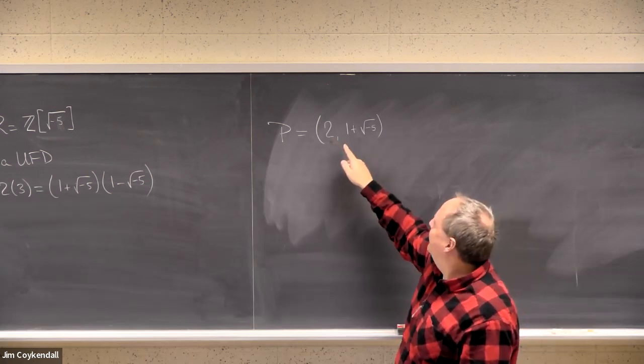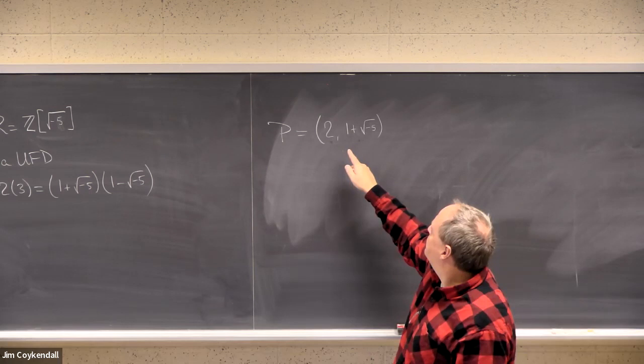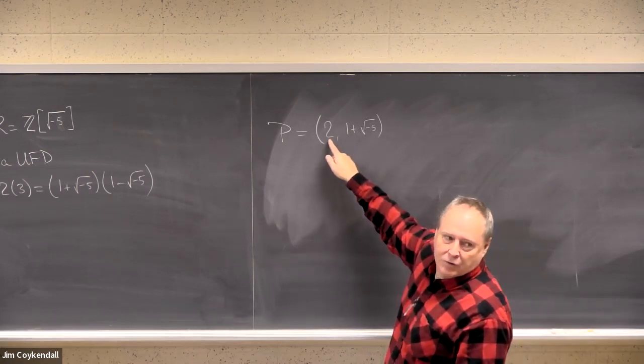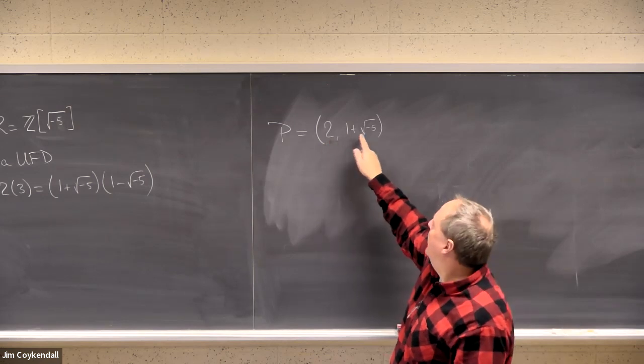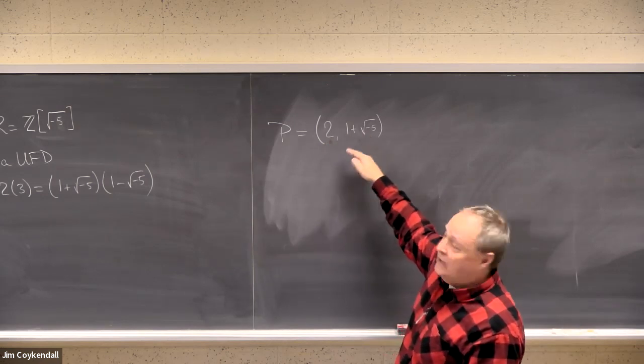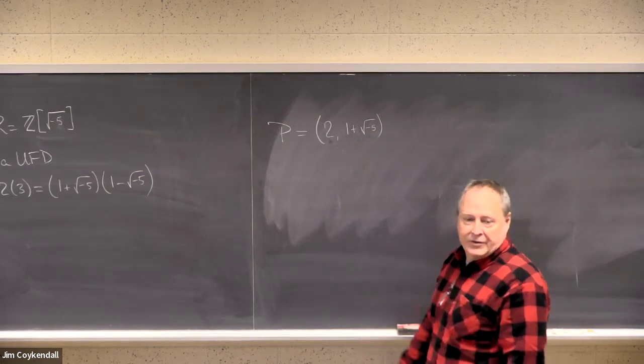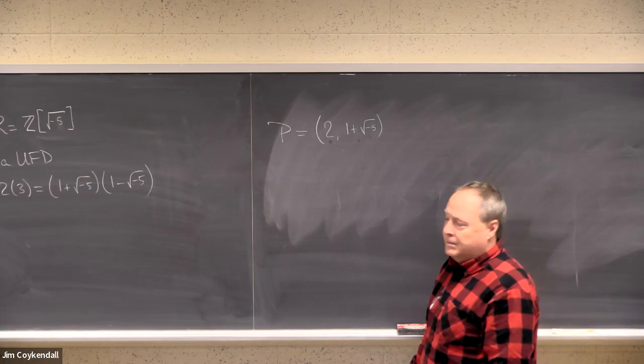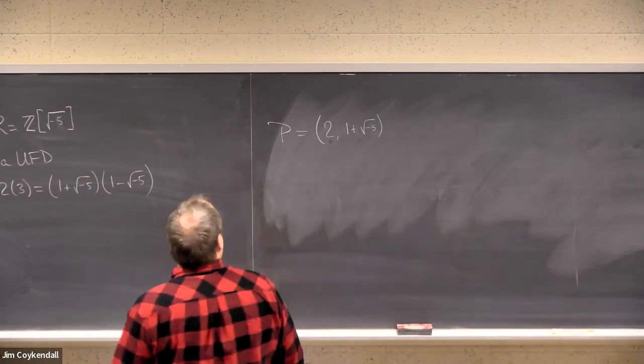Notice 2 is in here. And -2 times radical 5 is in here. So when you add it to this, you get the conjugate, right? 2 is actually kind of special. So 4 is in this ideal and 6 is in this ideal. So if this were principal, there'd have to be an element of norm 2, and there's not in this ring.